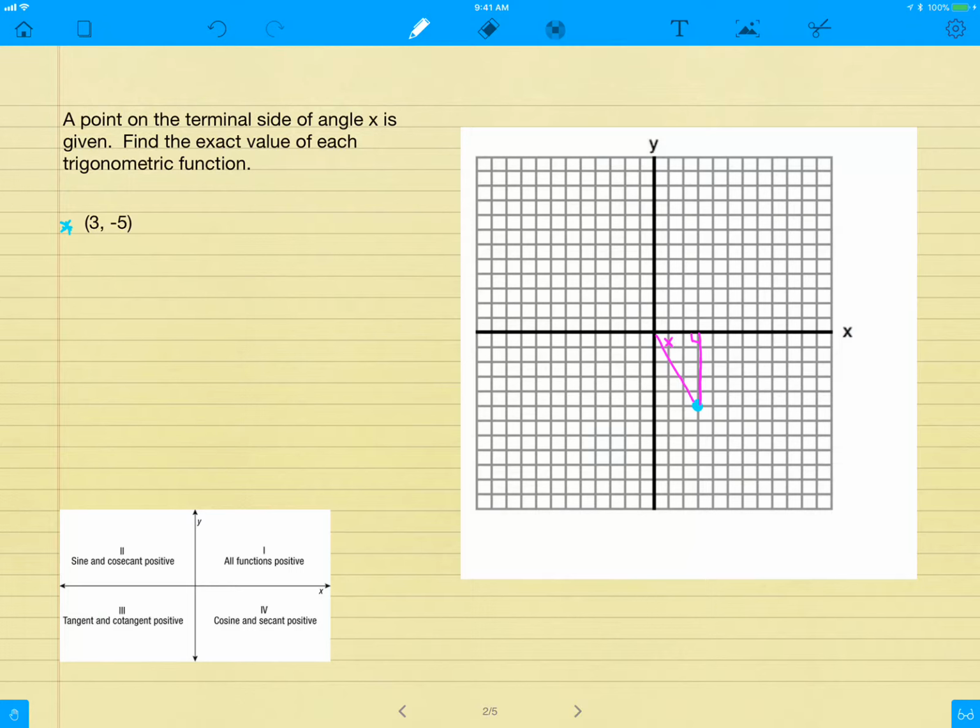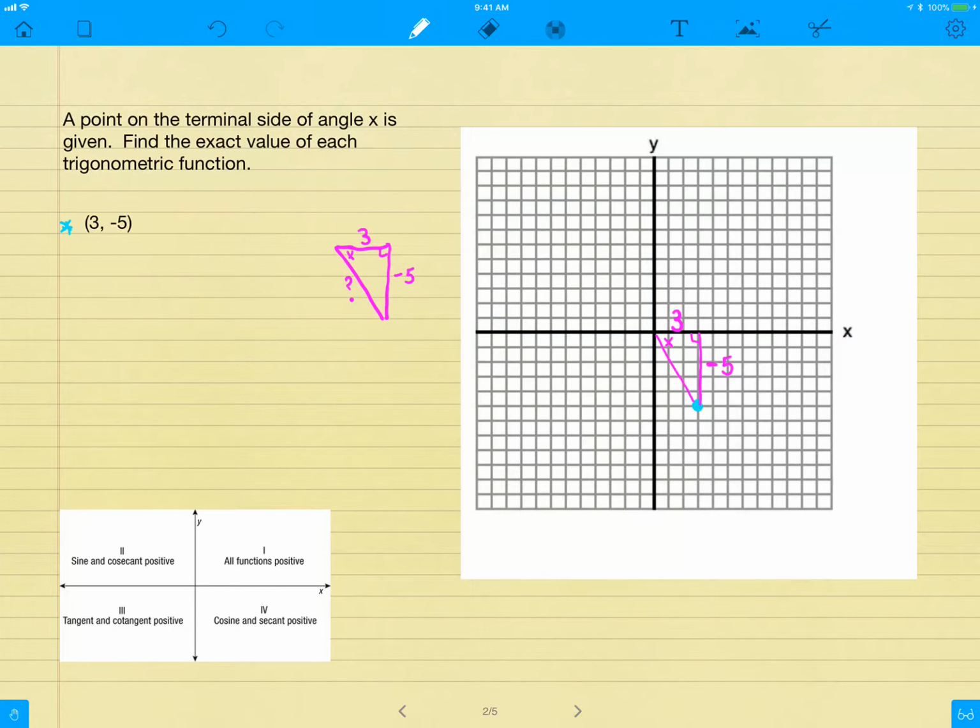So I went 3 over. This wall right here is 3. The wall going down was -5. Now that I have that, we can do the Pythagorean theorem and figure out the missing part. Again, if you can't see the triangle, this is what I'm dealing with: a right triangle, 3 here, -5 going down. This is my angle x or theta or whatever variable you want to call it. We have to do the Pythagorean theorem to figure out this missing wall.